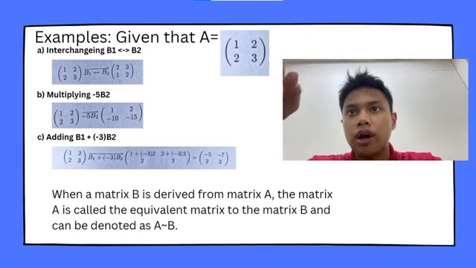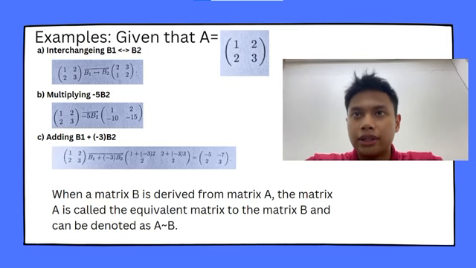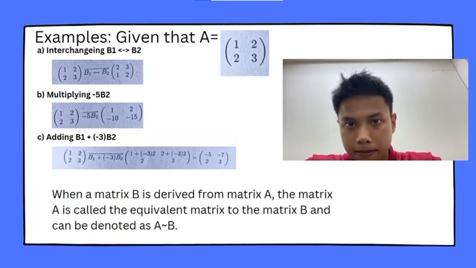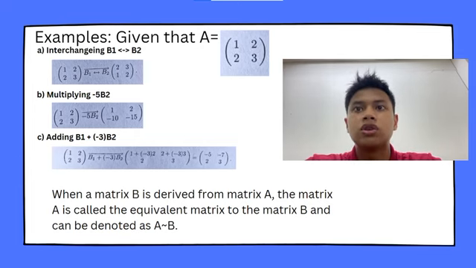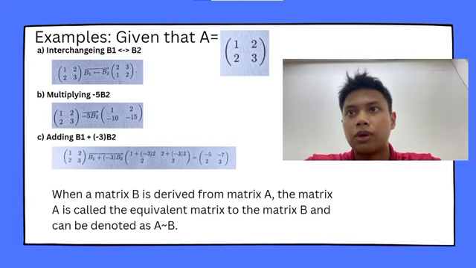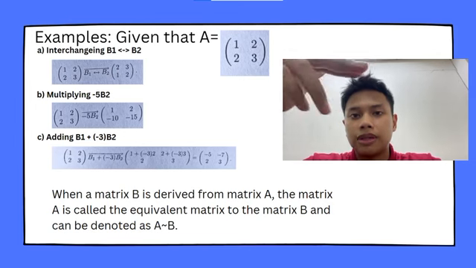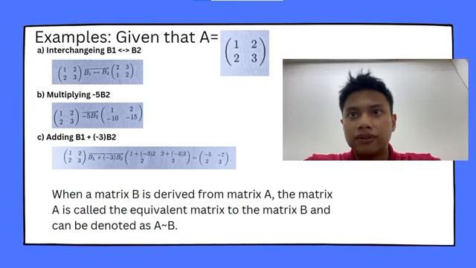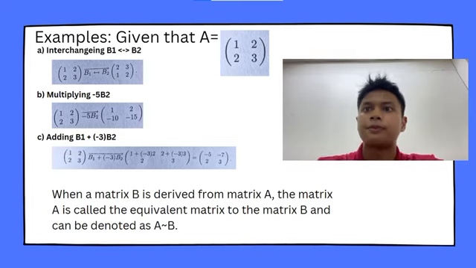If you look at the equation, R1 plus negative 3 times R2, this is for the first row, the R1 row. So everything in the second row is multiplied by negative 3 and then added to R1, which is row 1, and that answer becomes the new row 1.